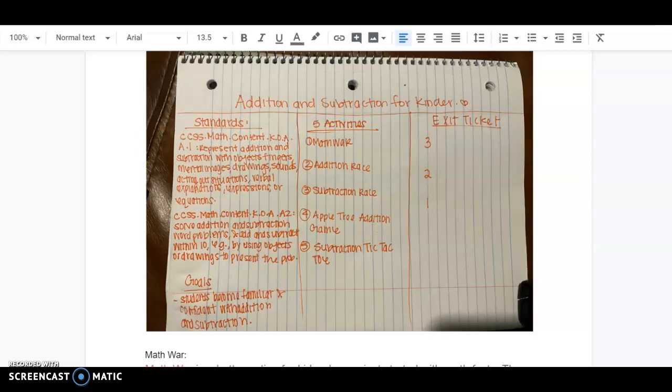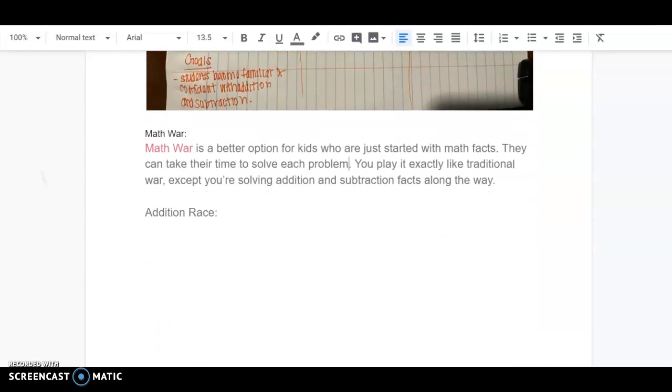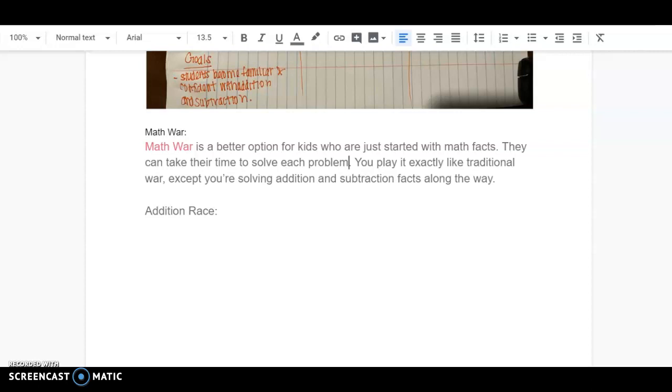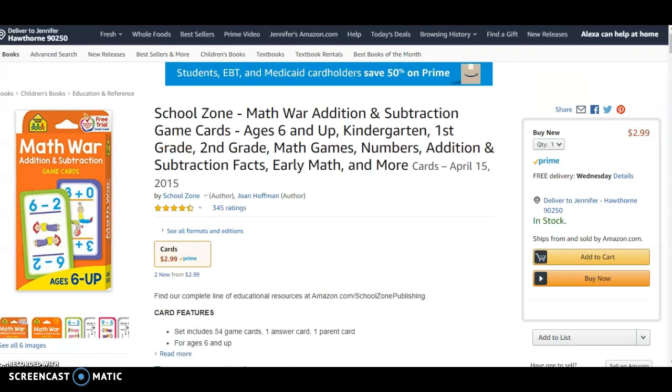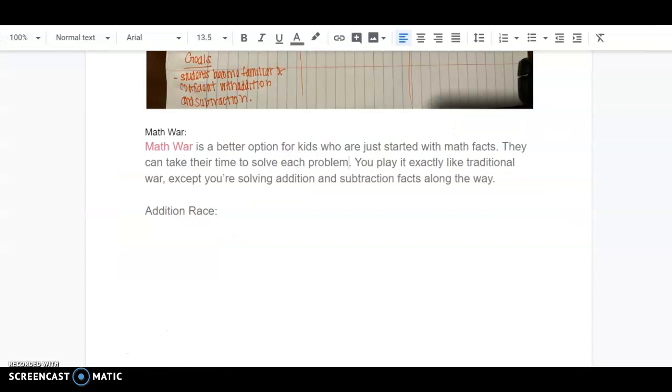In the middle section of my board, you can see what my 5 activities are. As we scroll through this document, we'll be able to see in more detail what my 5 activities entail. As you can see, my first activity is Math War, and I chose to include Math War as an activity because it is easier for students who are just starting with math facts to master, and it allows them to take their time to solve each problem. They don't feel rushed, and it's more flexible.